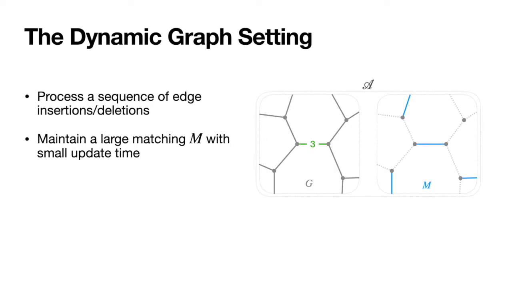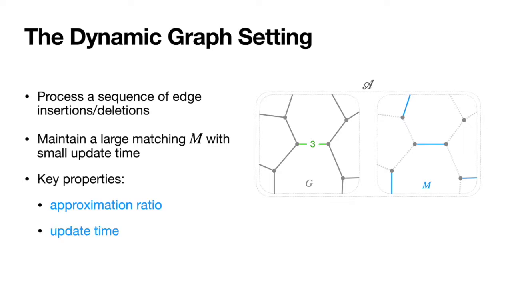The two main criteria on which a dynamic matching algorithm is judged are its approximation factor, or approximation ratio, a lower bound on the ratio between the size of the matching maintained and the size of the largest matching in the graph, and the update time, the time it takes to process an update, which can be worst case or amortized.